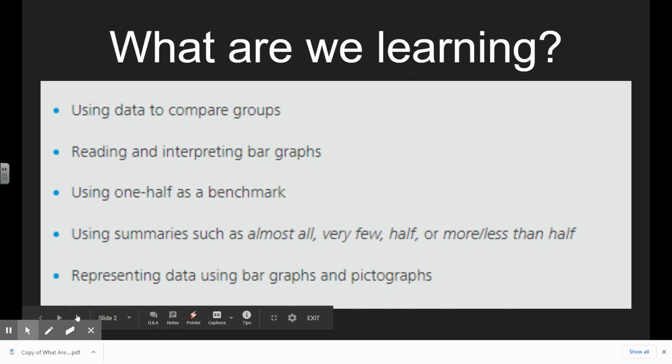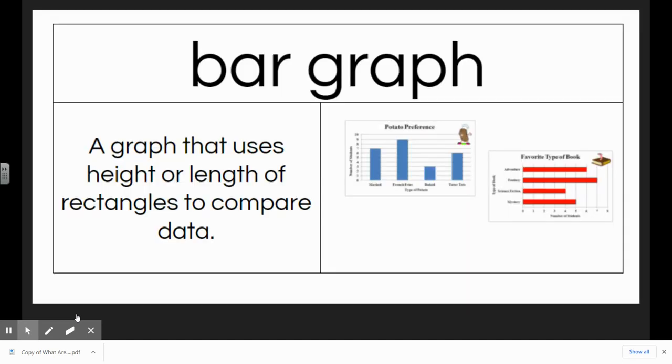What are we learning? Today we are using data to compare groups. We're reading and interpreting bar graphs, using 1/2 as a benchmark. We're using summaries such as almost all, very few, half, or more or less than half. And we're representing data using bar graphs and pictographs, or picture graphs.